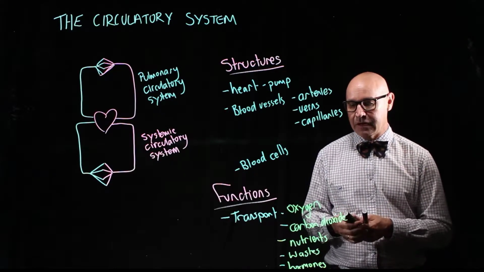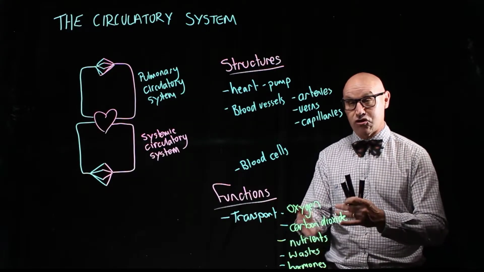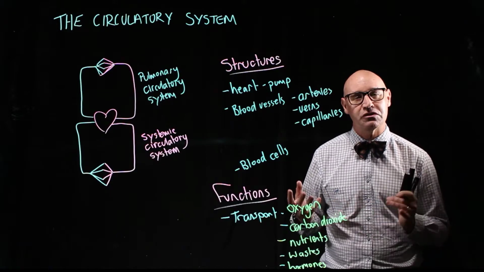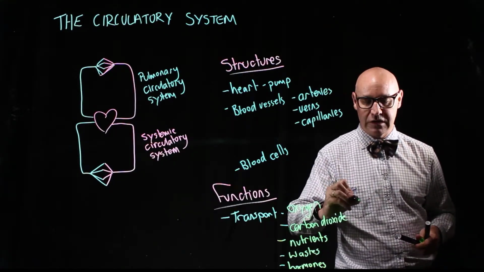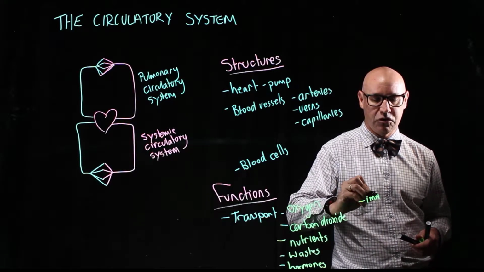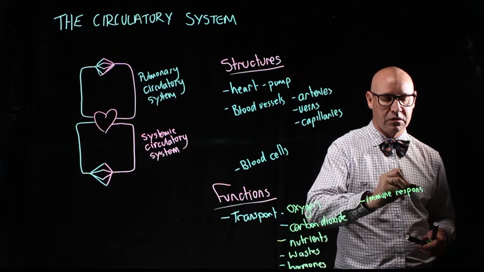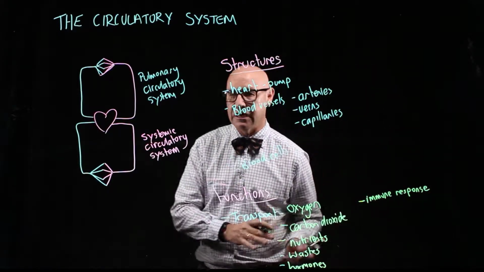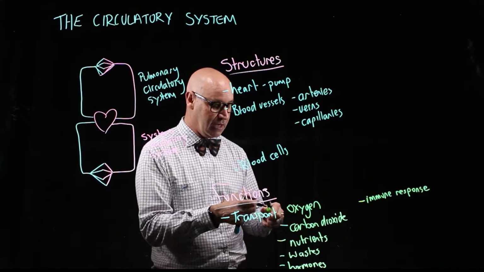And I guess the other thing that the circulatory system is important for is it transports the white blood cells, which are involved in the immune system. So we can put that in here as well. The immune response. So the response of the body to infection and damage and injury.